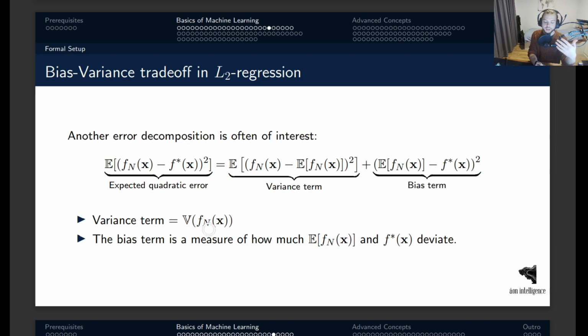Thinking about it, you will realize that indeed this model Fn is a random variable because the model that we select by performing empirical risk minimization is based on the sample that we have available. And the sample is drawn from the data generating process and is therefore a random variable. And since Fn is a function of that data set, it is also a random variable. So this expression makes sense. And this bias term on the right is a measure of how much the expected prediction that we find and the ideal prediction that we could have deviate.